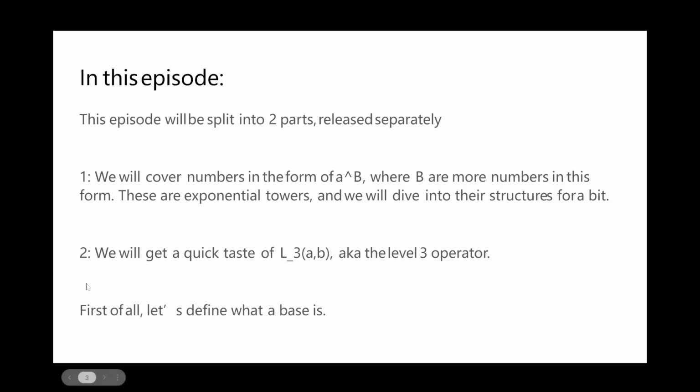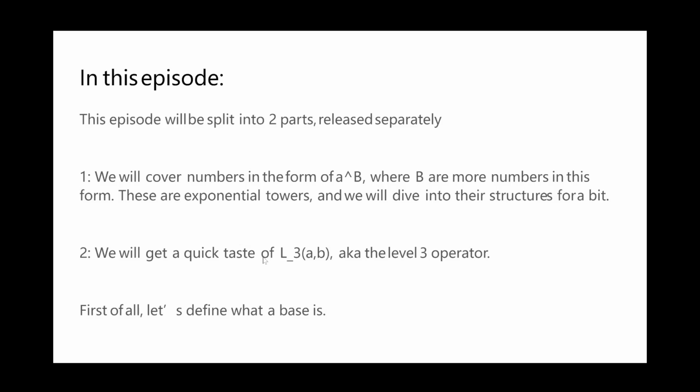And at the end of the next part, we're going to talk about L sub 3 of A and B. We briefly went over it last episode, but we're really going to talk about it in the next one.